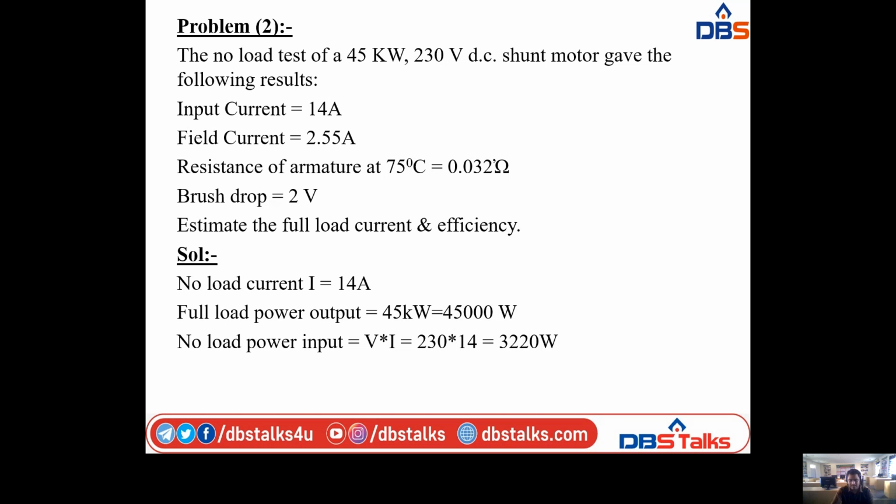So here I mentioned no load current, that is I is equal to 14 amperes, and output power, that is 45 kilowatts, that is the no load power output. So actually I mentioned full load, but it is a no load. And coming to the no load power input, they didn't given in the problem. That's why firstly we have to calculate the no load power input. So you know the formula to calculate the power input, that is equal to V into I, that is the no load current into supply voltage. So in the problem they given the supply voltage 230 into no load current, that is input current 14 amperes. So substitute here we have the no load power input for the DC shunt motor is 3220 watts.